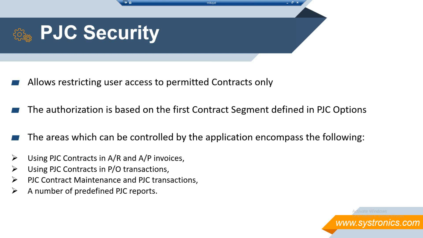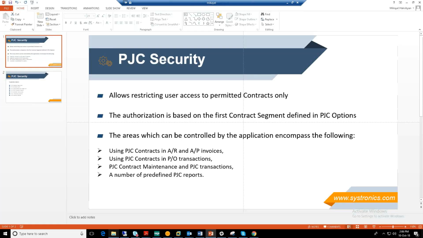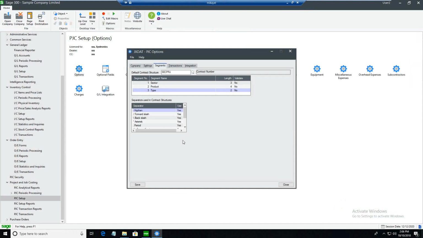How does the application work? The authorization is based on the first contract segment defined in PJC Options. So in the sample company, the first segment is sector. So the authorization will be based on sector. Even though the application allows defining security by the first segment set up in PJC Options, this segment can be used anywhere in the contract structure.